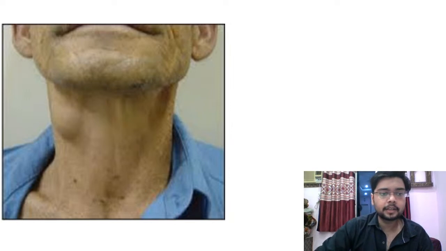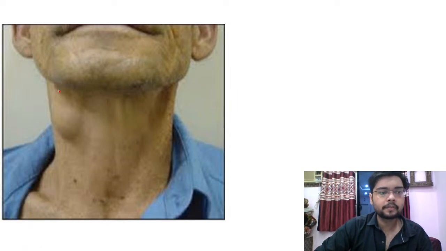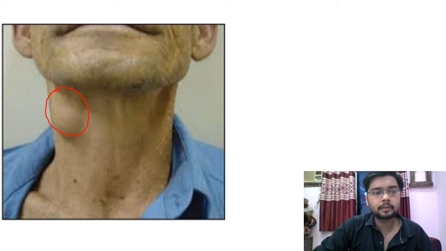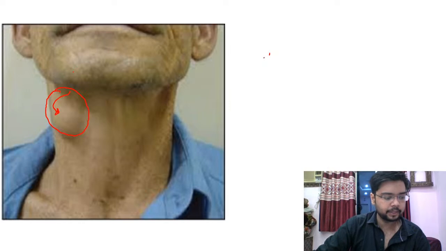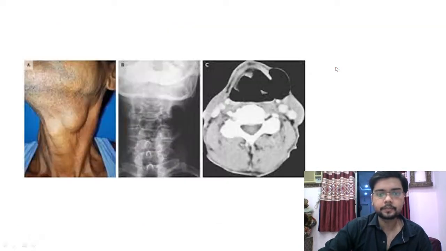Here you can see a trumpet blower who complains of swelling which is compressible in nature. It means when he blows the trumpet, this swelling increases, and when he stops, this swelling reduces. So what can it be, right? This can be your laryngocele. So here the diagnosis with this image is laryngocele.